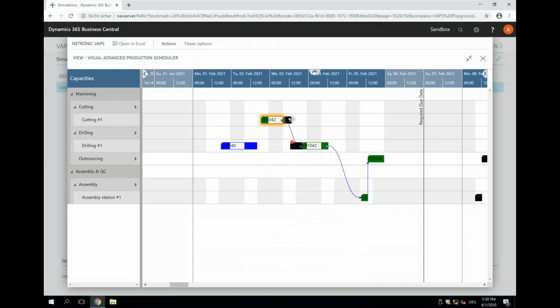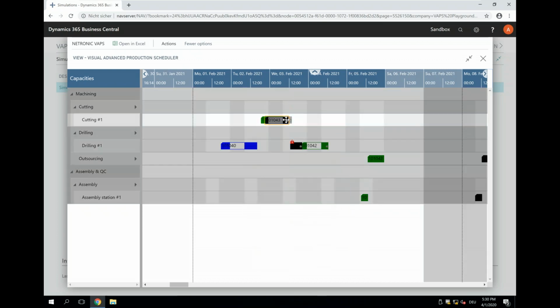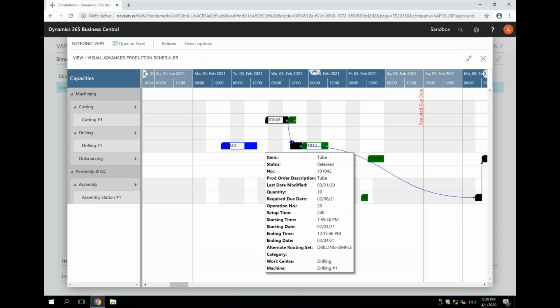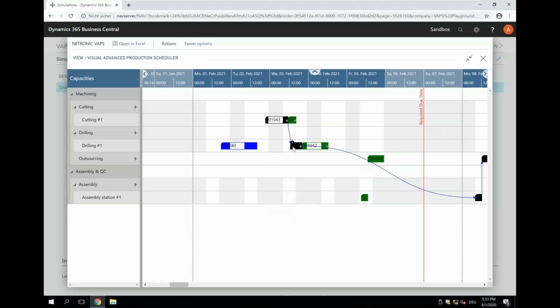So now I need to sort it out, and maybe I say, okay, this one I move to the left, which means those two change position. So you have the capability to tell an operation, hey, you get taken out of the finite capacity scheduling by pinning it.